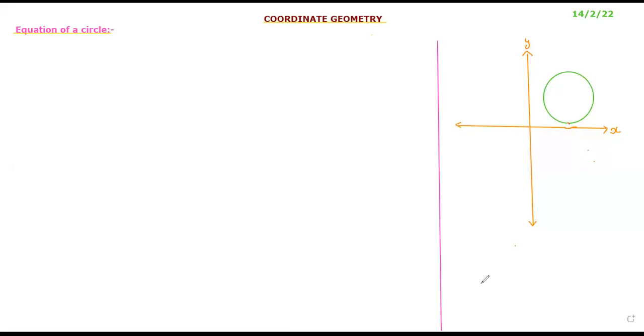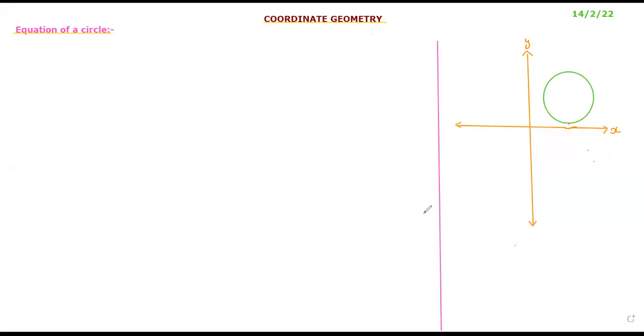Okay. So we are talking about the third chapter, that is coordinate geometry. It is a new section. We will talk about the equation of a circle today. So let's get started.